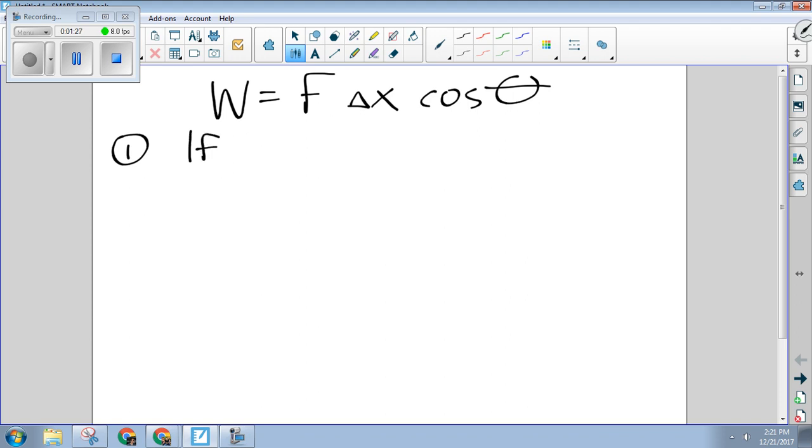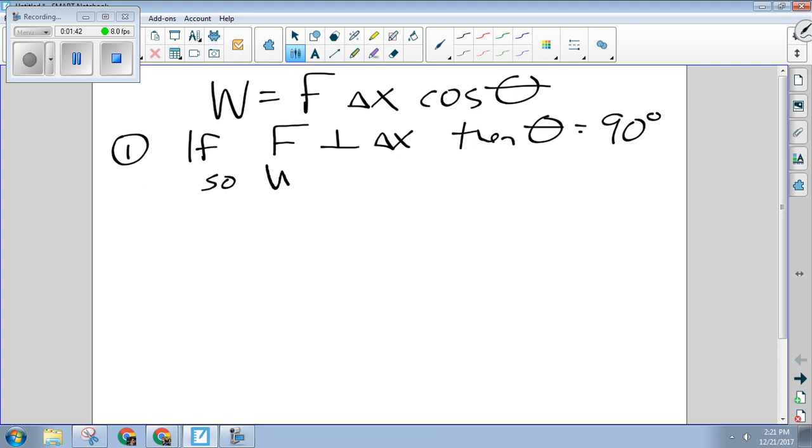It turns out that if the force you're considering is perpendicular to the displacement your object goes through, then your angle is 90 degrees. So the work done by that force is however much force you've got, times however far it moved, times cosine of 90, which is 0. So you're just going to get 0, right?